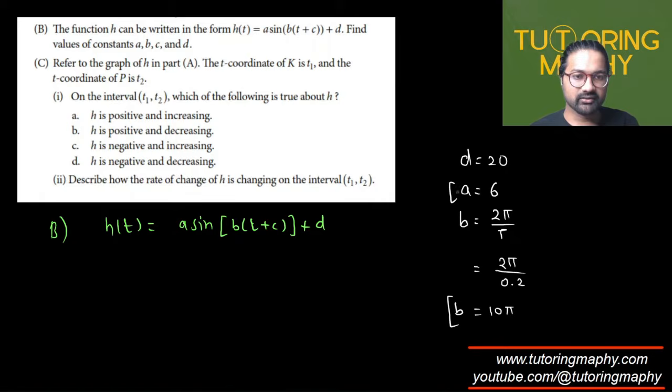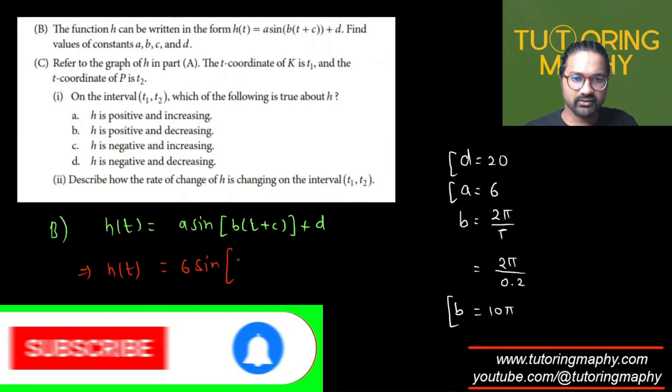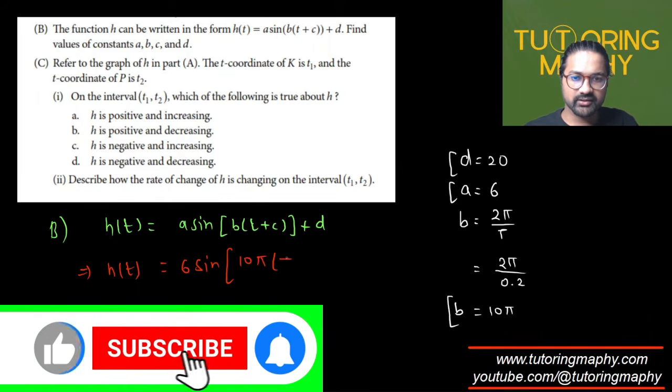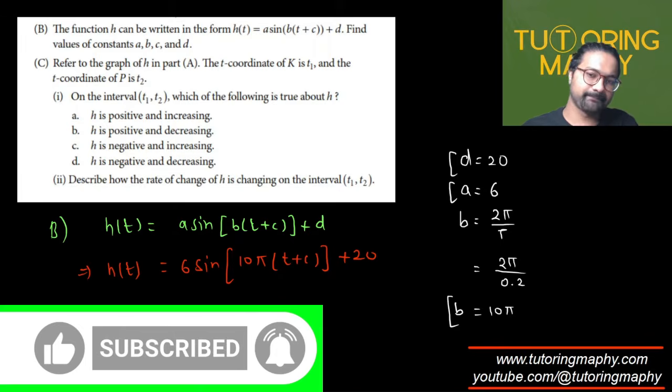And finally, we have to find the value of C. So for C, we can do a little effort. Let's first write whatever we have till now. We have A, B, and D already. So the equation of H which we have till this point is going to be 6 sine 10 pi t plus C plus D, which is 20.